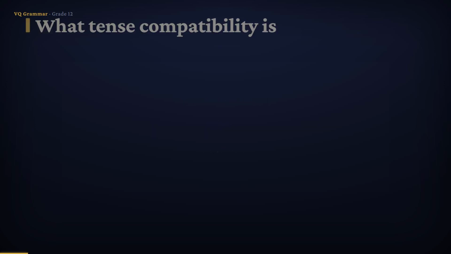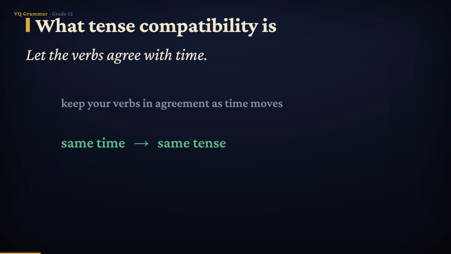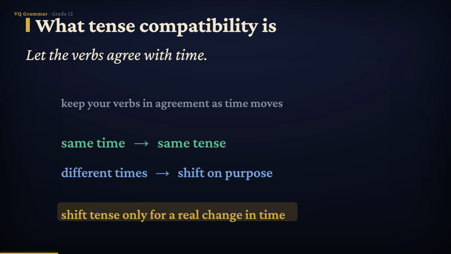Let's dig in. So what does it mean for tenses to be compatible? It simply means they agree with the timeline of your sentence. Here's the whole idea in 2 lines. When 2 things happen at the same time, you keep the same tense throughout. When they happen at different times, you shift the tense on purpose to show which came first. That phrase, on purpose, is everything. The one rule to carry through this lesson is this. Shift tense only for a real change in time. Every needless jump is just noise.